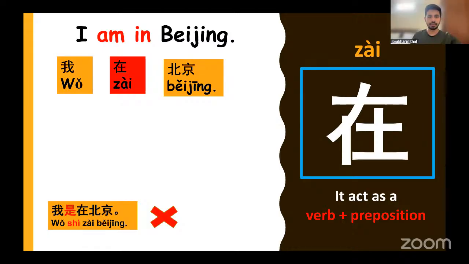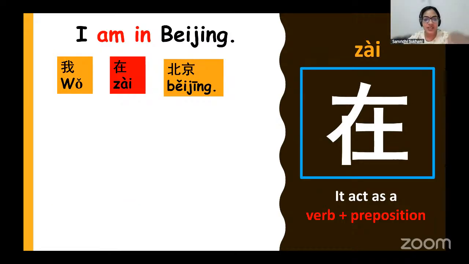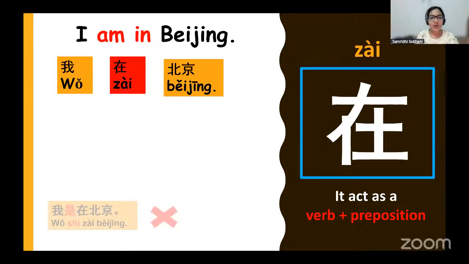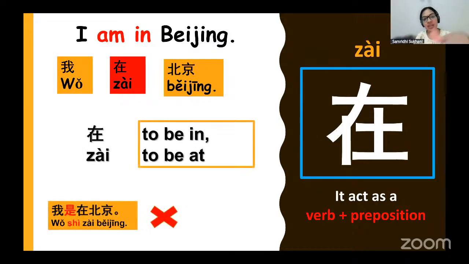Wo shi zai Beijing. Prakhar, it's not "jai". Can you say "zai"? What zai Beijing literally means I am in Beijing. So "am" and "in" are both zai only. So in Chinese we don't say 我是在北京, we don't make sentences like this.